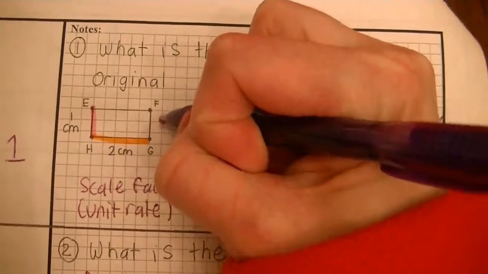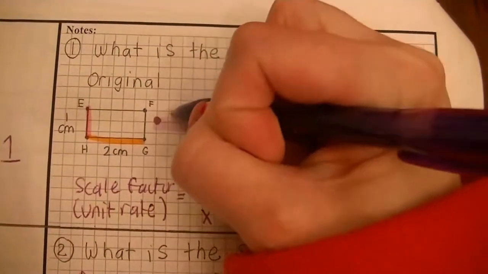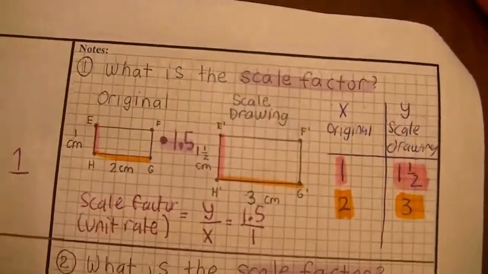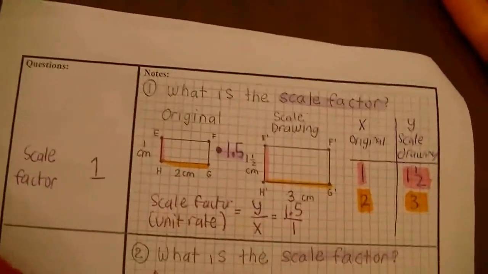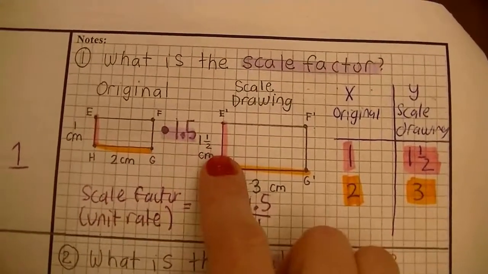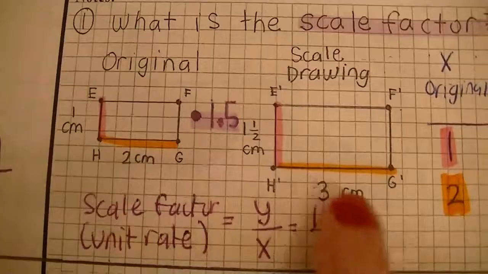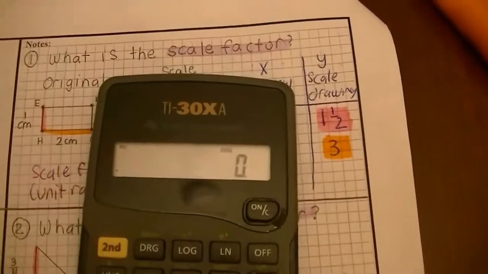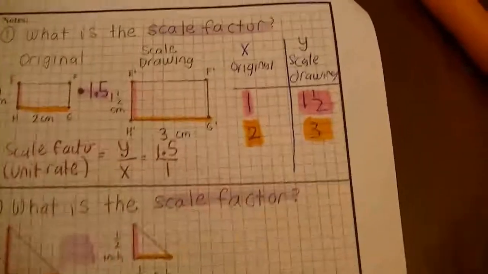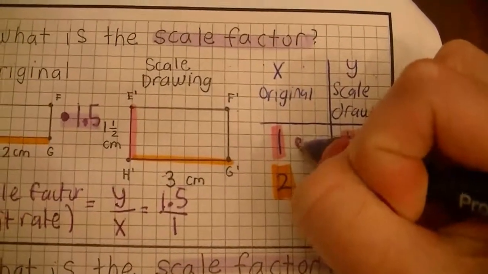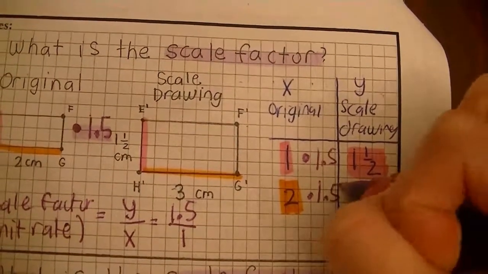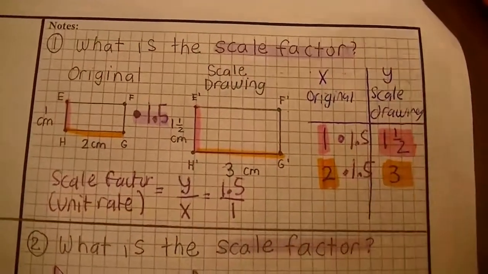So you need to know that you multiply the original by the scale factor to get your new side lengths. Okay? And just to show you that, if I went 1 times 1.5, I get 1.5. If I go 2 times 1.5, I will get 3. See? Okay. So we took this x value, we multiplied it by 1.5 each time to get the corresponding y value. Because that right there is a scale factor.